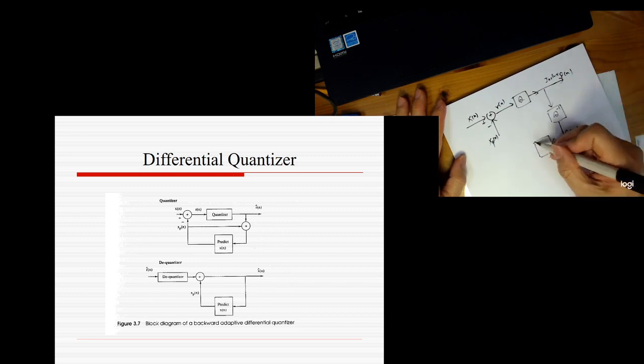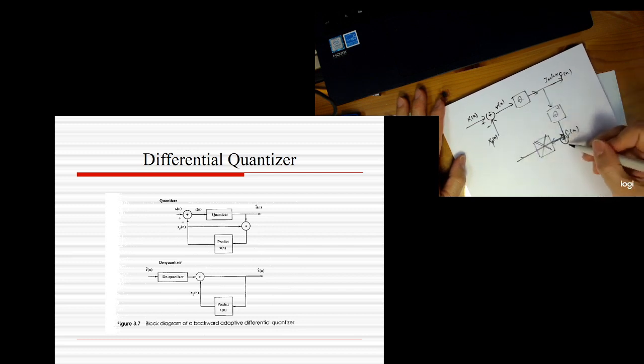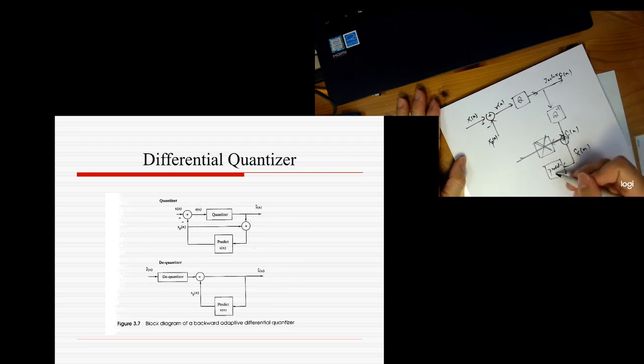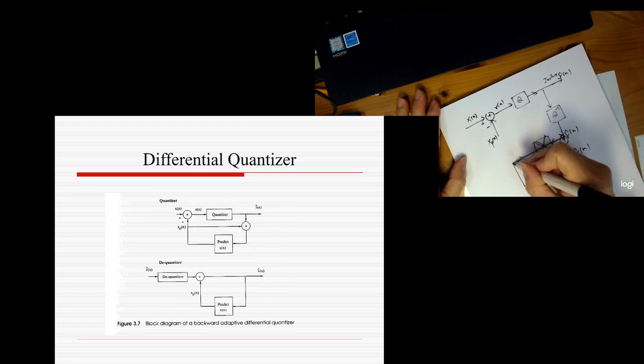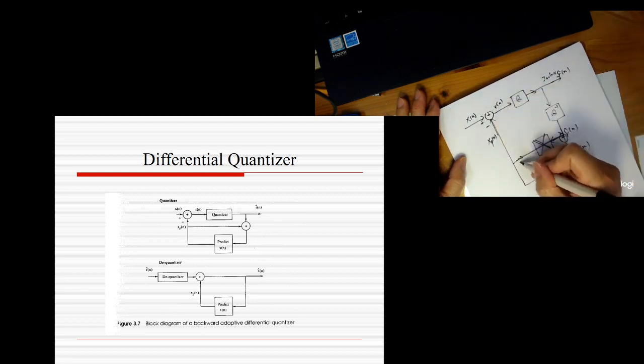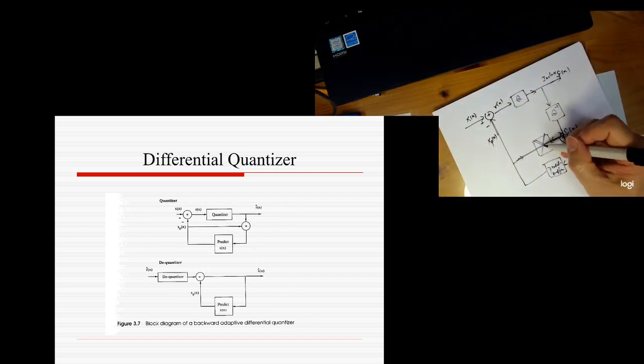Okay, I forgot something here. One more thing: you have to do the summation here, so this one will be the summation back, and we get S hat of n. This one then does the prediction. It looks like a buffer, and then we do the prediction and the next sample comes in. You can see this one has a feedback here.